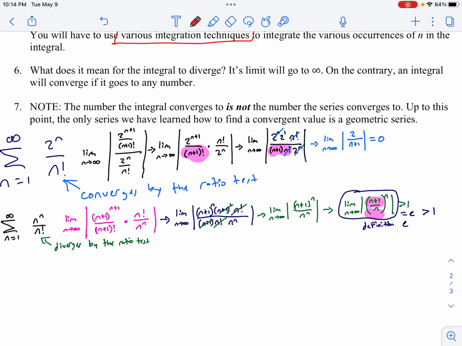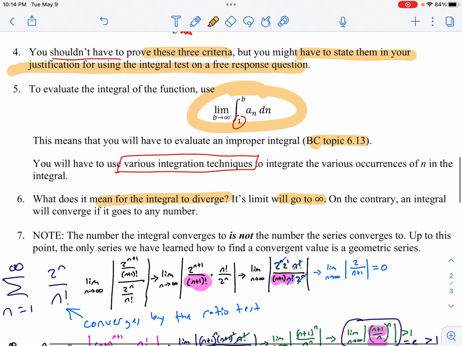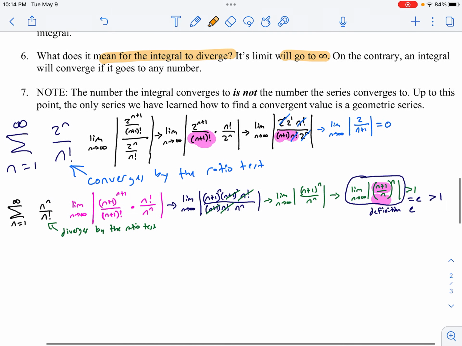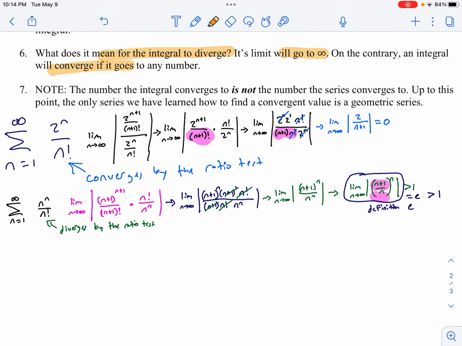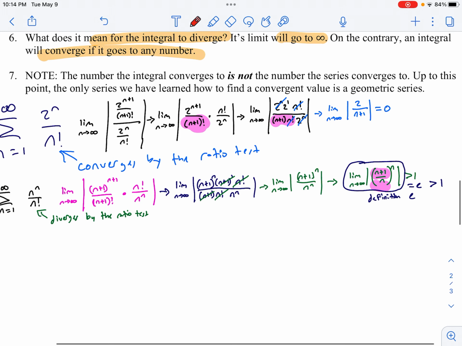All right, I'll say it again. What does it mean for the integral to diverge? Its limit will go to infinity or negative infinity. Well, it has to be positive, so it's going to go to infinity. On the contrary, it'll converge if it goes to any number at all. And finally, I want to say one more thing, then we'll just practice one of these.